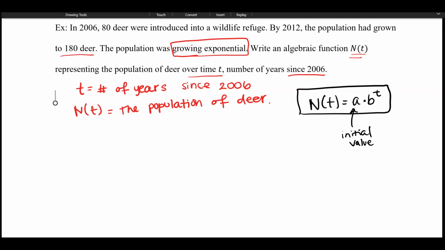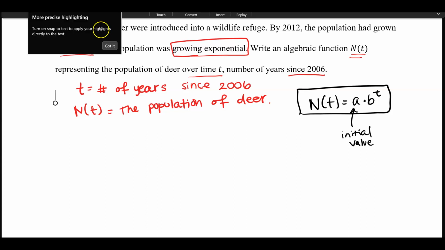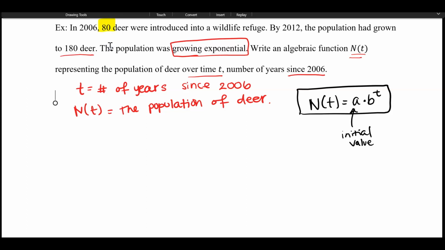Okay. So we need to look back at the problem, right, what do we know? We know that we started off with 80 deer, and then it grew to 180 deer by 2012. So in 2006, we started off with 80 deer. And remember, t is the number of years since 2006. So that is our initial population there.